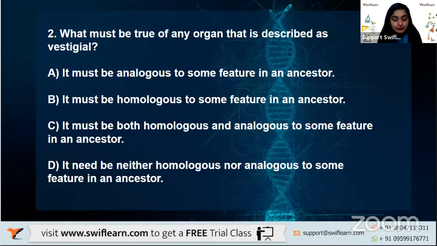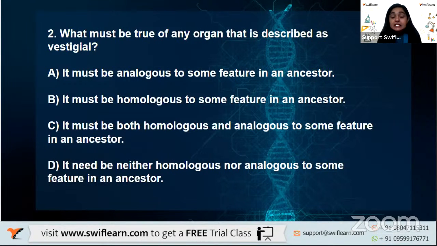Next, what must be true of any organ that is described as vestigial? A: It must be analogous to some features in an ancestor. B: It must be homologous to some features in an ancestor. C: It must be both homologous and analogous to some features in an ancestor. D: It needs to be neither homologous nor analogous to some features in an ancestor.